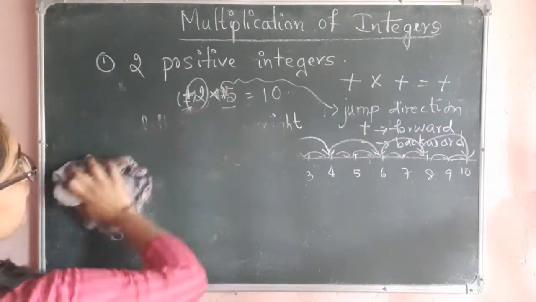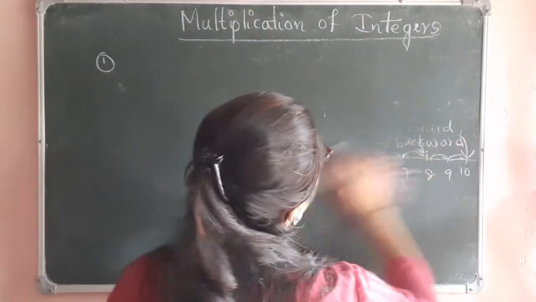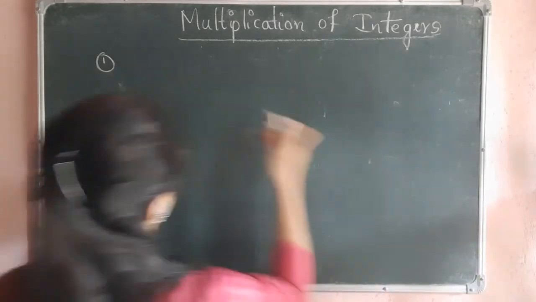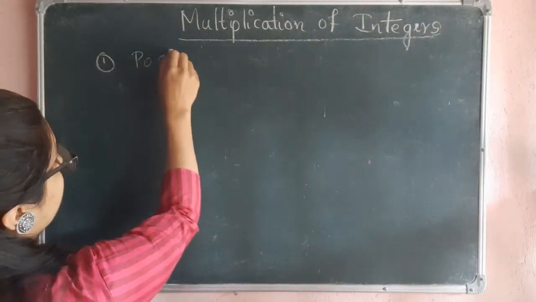Now let us take one positive and one negative integer. So multiplication of positive and negative integers.